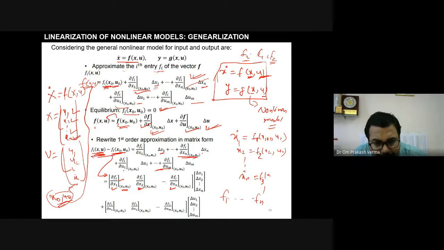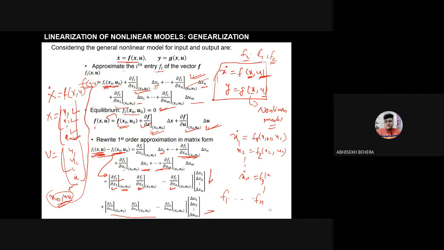Or delta x1, delta x2, delta x3; delta x1 may be written like this. In a similar way, for the u values, we can also write this equation: for u1, u2, u3, up to un, we have taken the first derivative and are just writing the derivation. Is it clear?